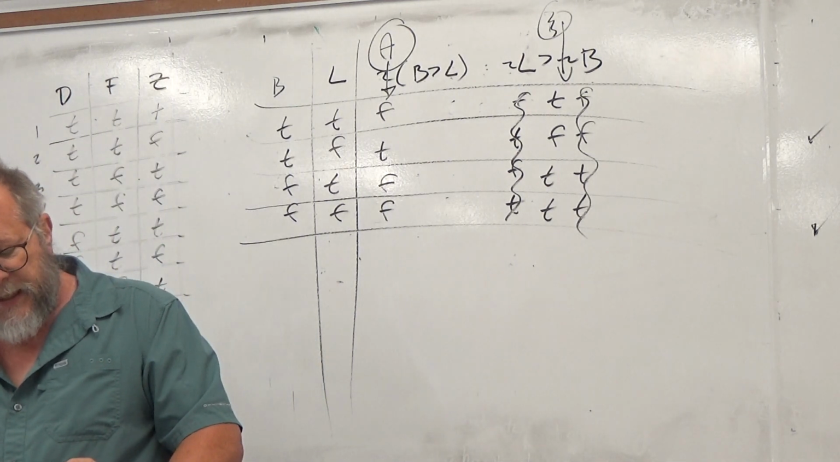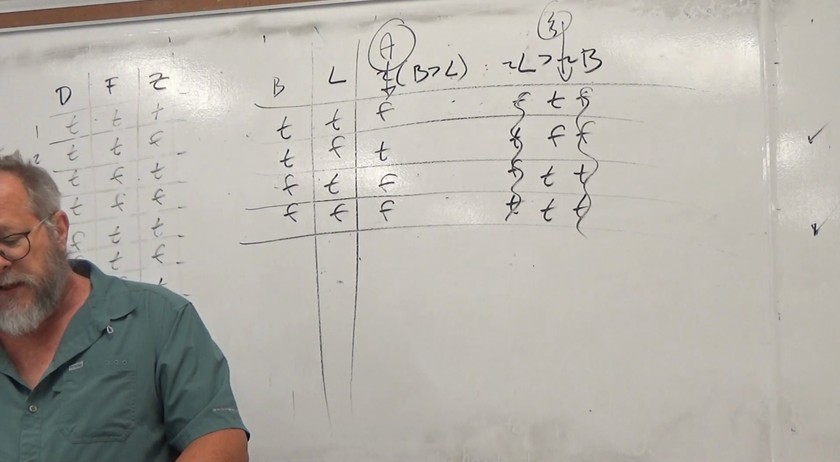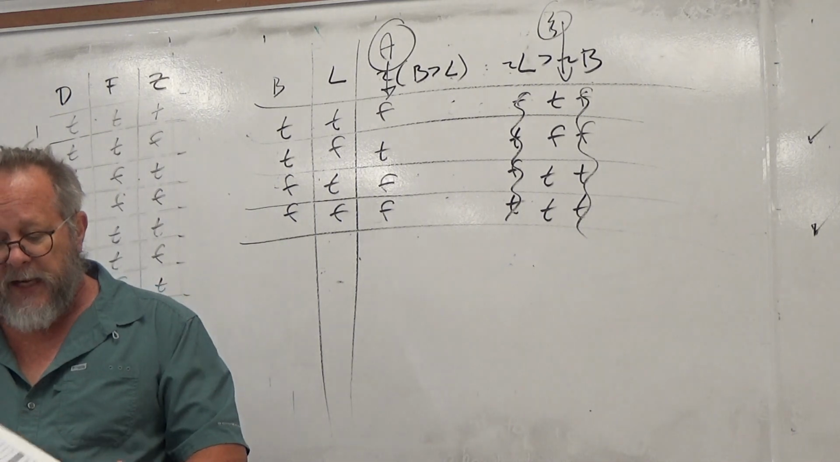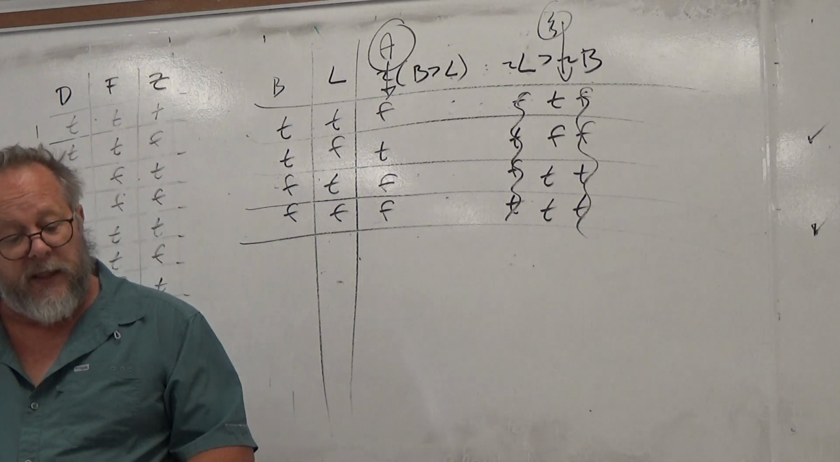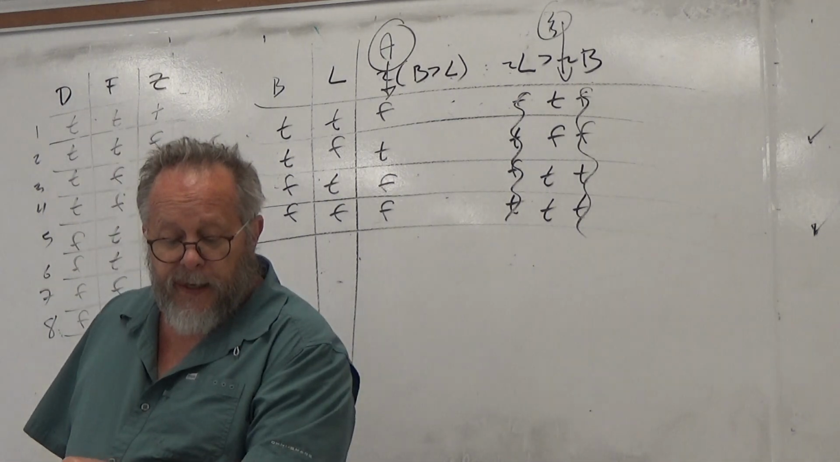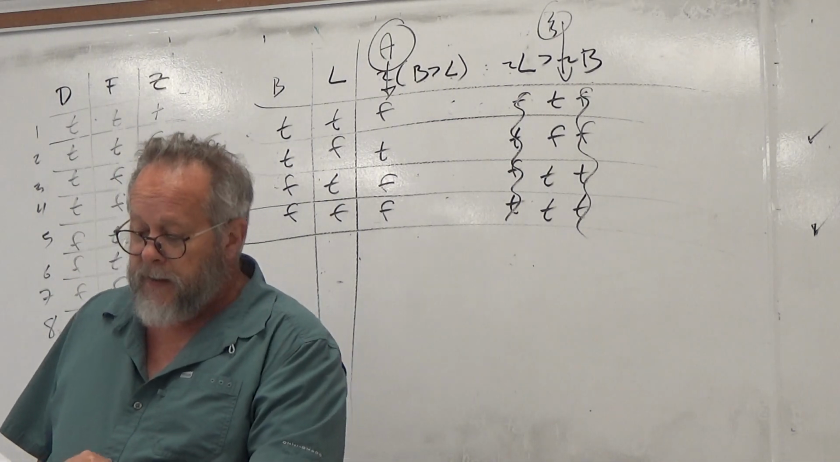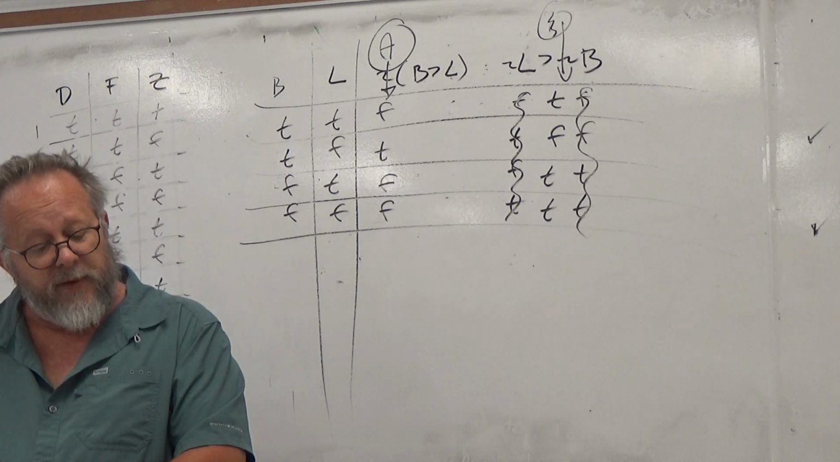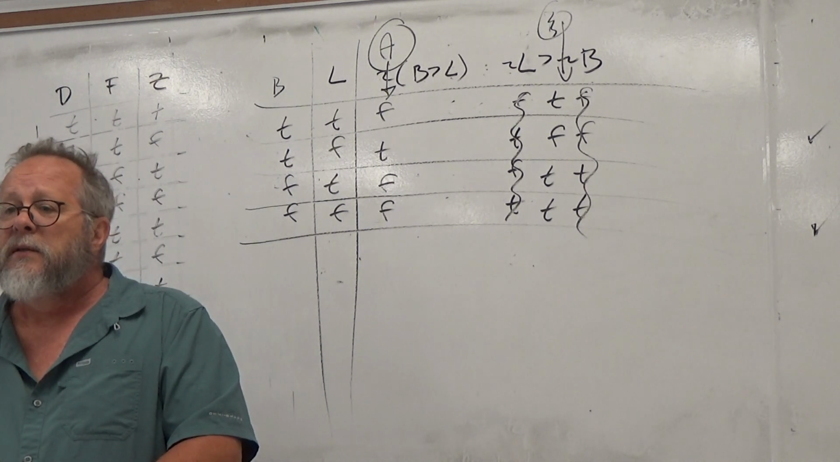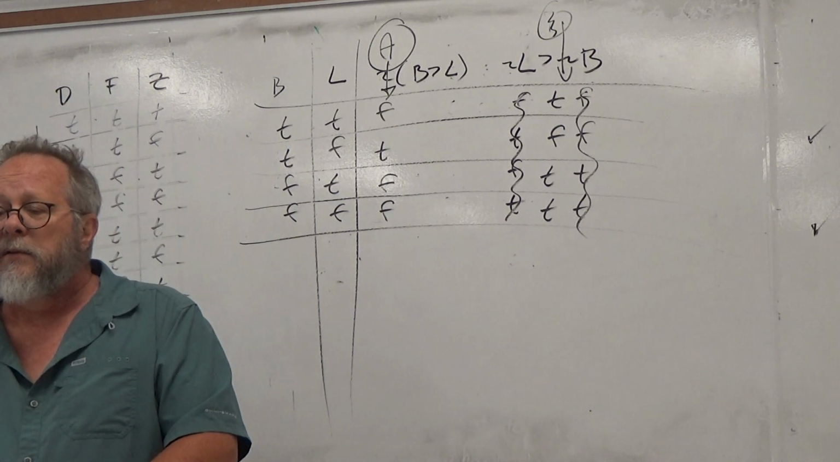So the last thing is 3.7. This is validity. Okay. Have we done problem 3? Yes? No?